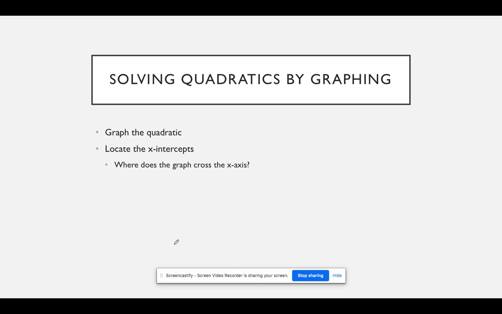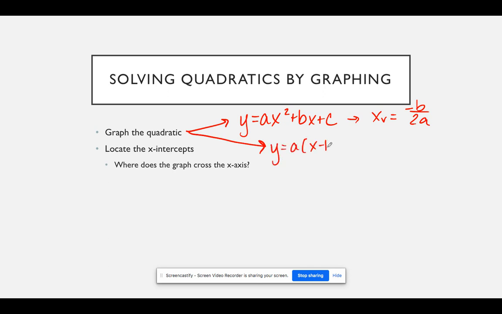Okay, so when we solve quadratics by graphing, we start by graphing the quadratic. So that's going to look different depending on what type of quadratic we have. If we have the standard form, remember, that's where we find the x-coordinate of the vertex first using that opposite of b over 2a formula. If you have vertex form, that's where you find the vertex with h, k, and then you would make a t-chart.